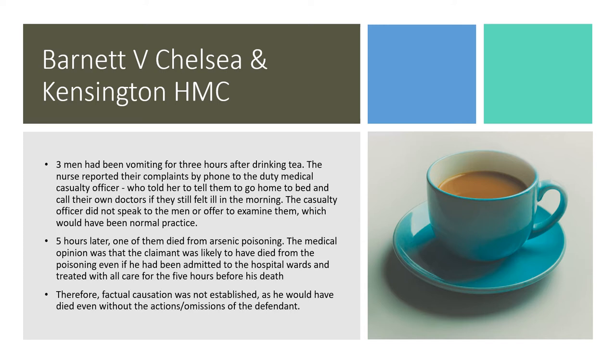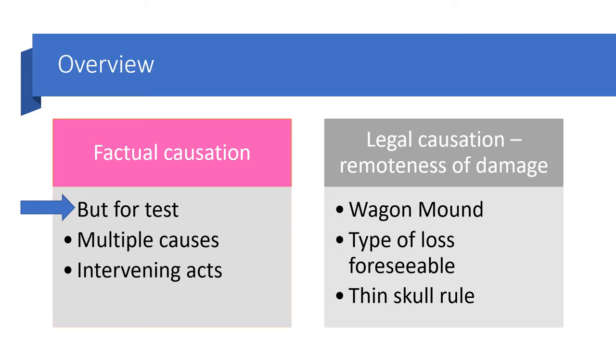Now the medical opinion was that the claimant was likely to have died from the poisoning even if he'd been admitted to hospital and treated for those 5 hours. It wasn't common practice to check for arsenic poisoning, so he would have died anyway. So therefore, factual causation was not established, as he would have died even without the acts or omissions of the defendant. So this case demonstrates there is a duty of care from the hospital to the patients. It was breached by not checking them properly, but the damage was not their cause. And so we need all elements for a successful claim in negligence.